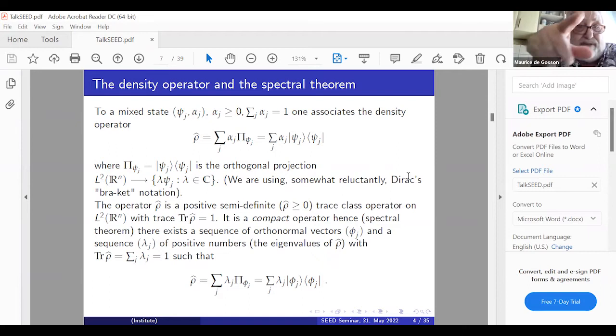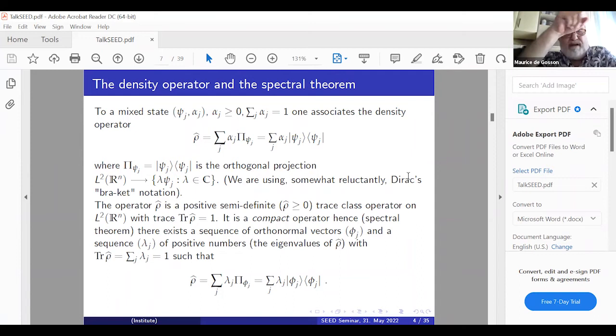Good. The fact that the trace of rho hat is equal to one is just a reflection of the fact that the sum of all probabilities alpha j should be equal to one. That's why we have this condition here. So rho hat is a compact operator because trace class operators are compact. So you can apply the spectral theorem, which shows that there exists a sequence of orthonormal vectors phi j and a sequence lambda j of positive numbers, which are the eigenvalues of rho hat, such that the trace of rho hat is equal to one, and such that we have the sum below.